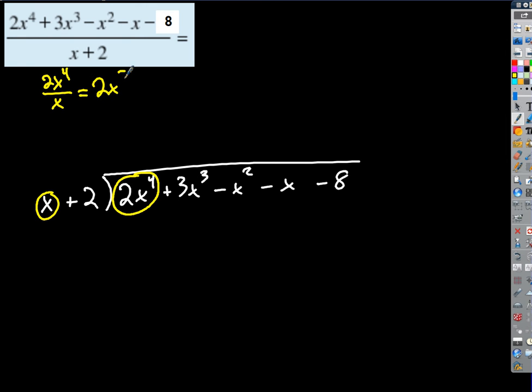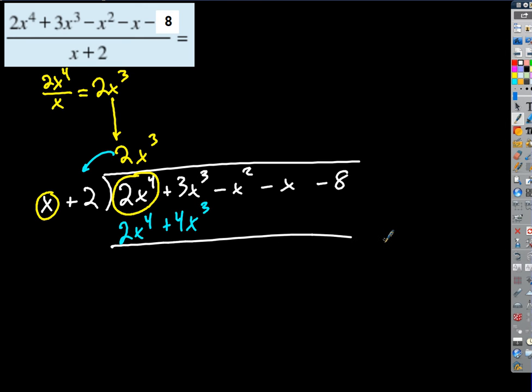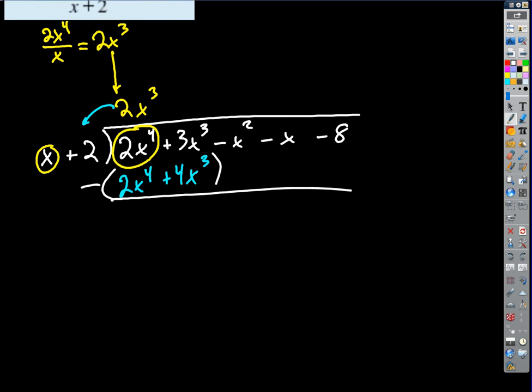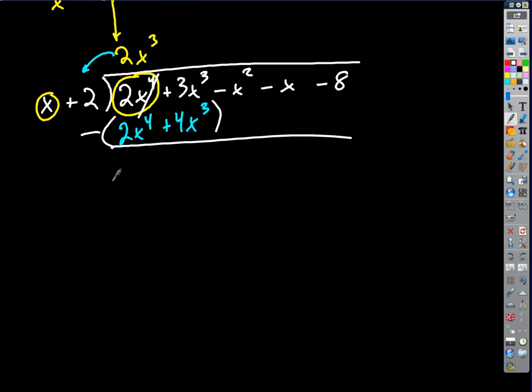2x cubed. Right? So that's the first term in my answer, 2x cubed. And then remember that whenever we get a new term on the top, we multiply by what's out front, by the denominator, and we distribute. So 2x cubed times x is 2x to the 4th. 2x cubed times 2 is 4x cubed. And then we're going to subtract the whole thing, right? So when we subtract the whole thing, the 2x to the 4ths cancel. We know that's got to happen, right?